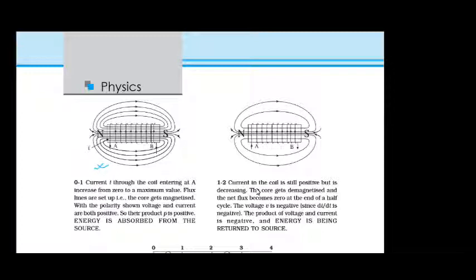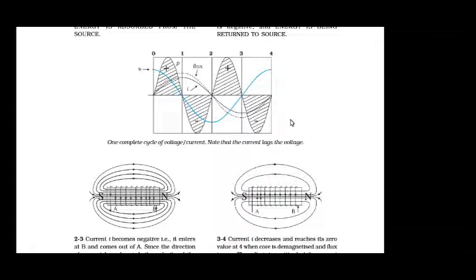In the other case, current in the coil is still positive but is decreasing. Here, the coil gets demagnetized and the net flux becomes zero at the end of the half cycle. The voltage V is negative, that is di by dt is negative. The product of voltage and current is negative and the energy is being returned to the source. So these are the two opposite conditions which you just remember. Here this figure shows a complete cycle of voltage and current. Note that the current lags the voltage.